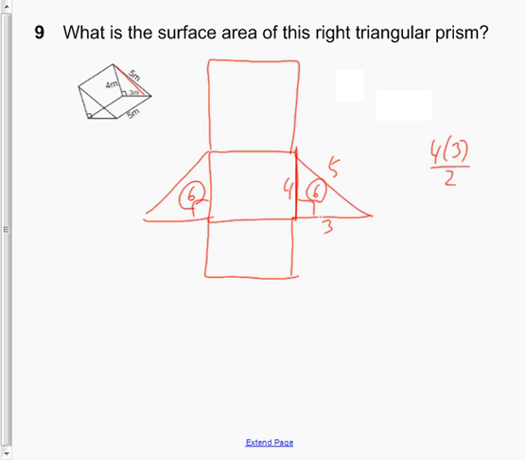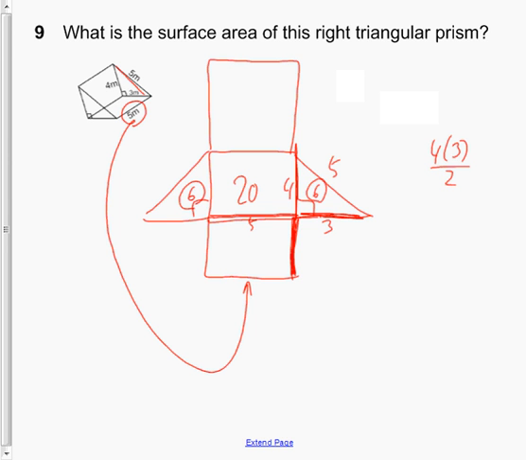Now, if this is 4, how long is this? It's the only other dimension that we don't have written there, isn't it? It's 5. So this would be 20. Now here's a question for you. If this is 3 here, how long is this?